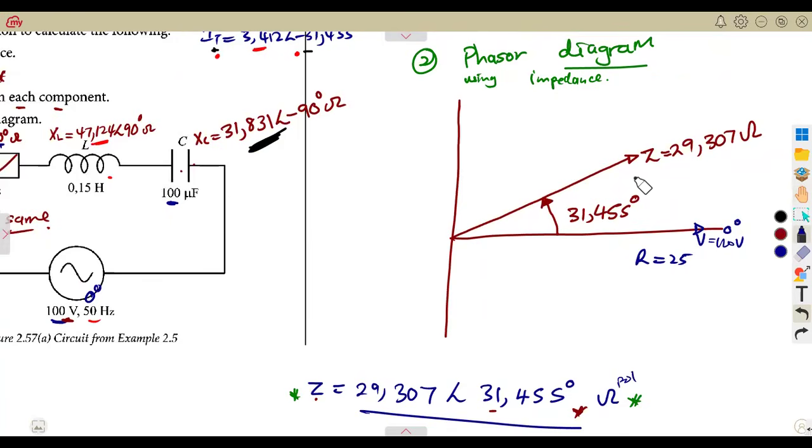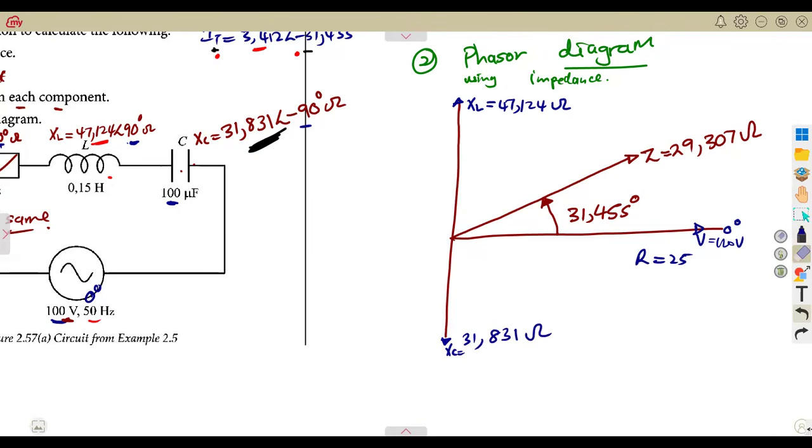But this is not just on the impedance, because the impedance is affected from the reactances XL and XC, which are taken XL at positive 90. Remember, your XL is straight here. So you're going to indicate your XL straight, positive 90 degrees. So this is 47,124 ohms. Your XC goes directly down there in the negative 90 degrees. That is 31.831 ohms. That's our XC. So we have got our phasor diagram using the impedances.